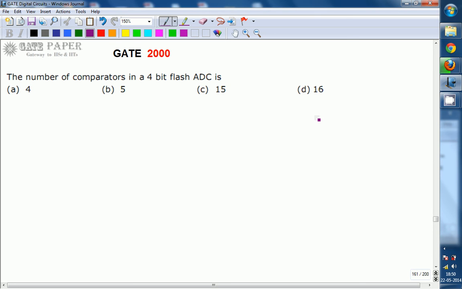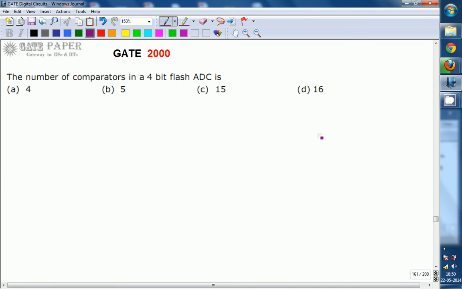Hello, we are discussing the GATE 2000 ECE paper, and this question is related to digital circuits. The number of comparators in a 4-bit flash ADC is... Flash ADC is also called parallel ADC, or comparator ADC. So how many comparators are present in a 4-bit flash ADC?